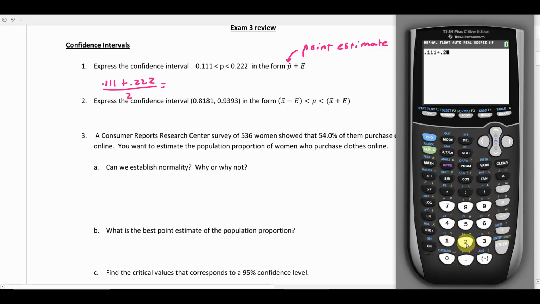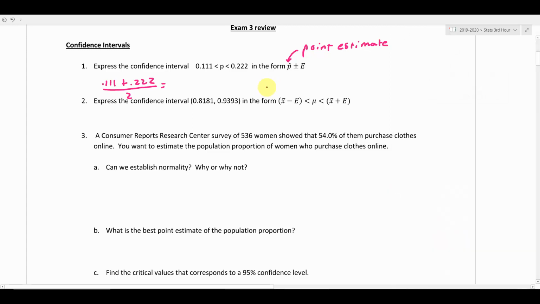So we got 0.111 plus 0.222. We got 0.333, right? And then we got to divide that by 2. So we got 0.1665. So I got the first piece of this. So I got 0.1665 plus or minus my margin of error, right? So let me put this 0.1665 here.